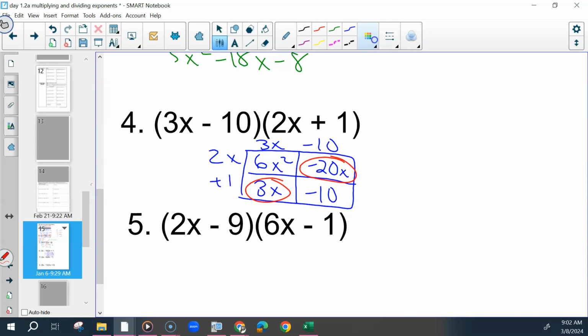So if we were to combine like terms, what would our final answer be? 6x squared minus 17x minus 10. So you can choose of the different methods: algebra tiles, double distributive, FOIL, specifically the box method. Use any of those. They should all work. Questions on that?